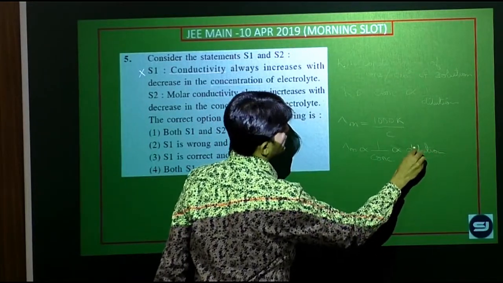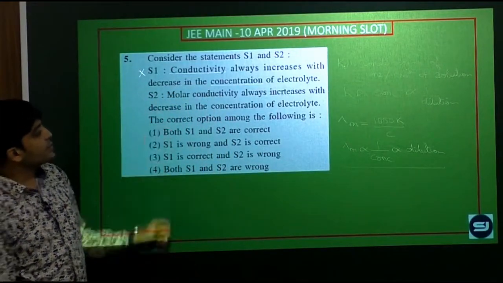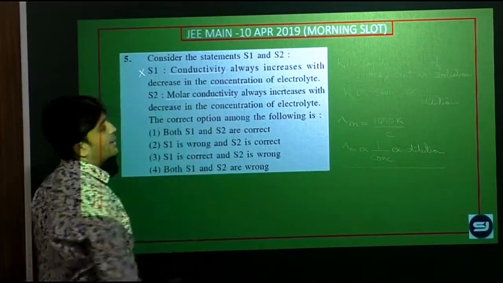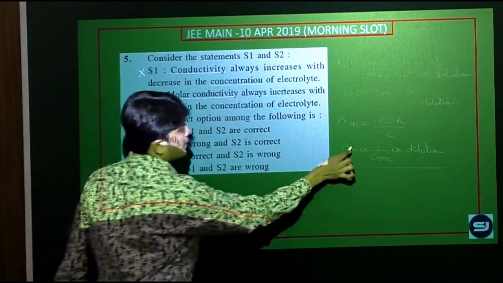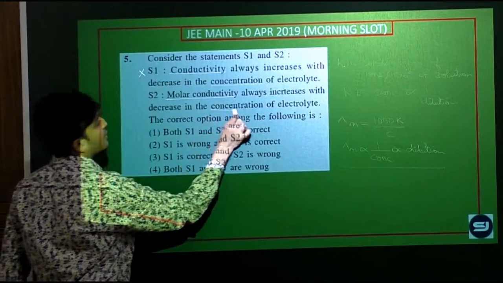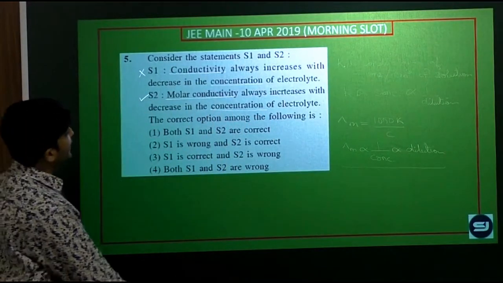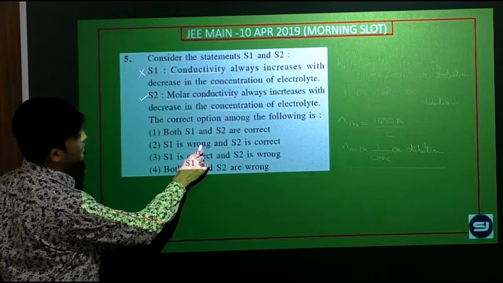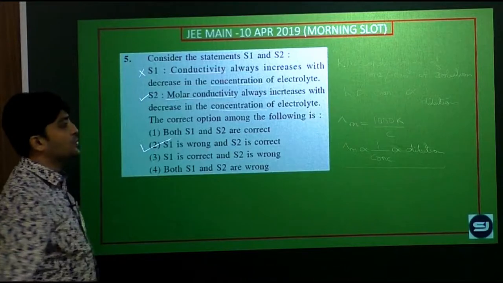Two famous relations to be remembered. And now, if I look at the second statement, molar conductivity, that's lambda m, increases with decrease in concentration. Yes, because they are inversely proportional. So, this is right. Hence, now look at the option. S1 is wrong and S2 is correct. Hence, the answer is option 2.